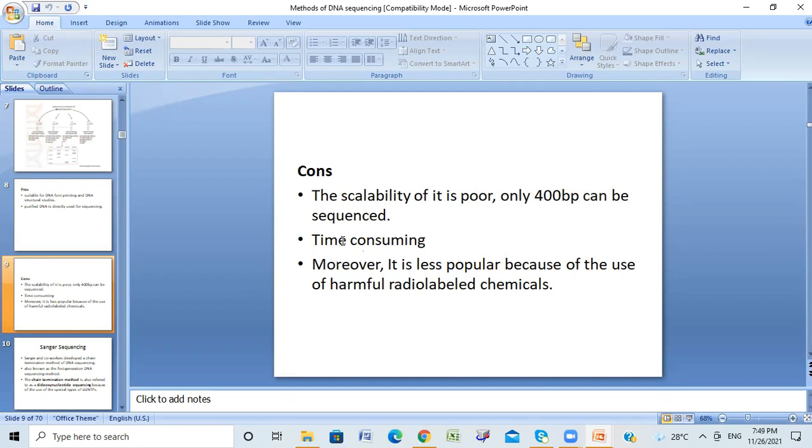And again, it's a time consuming method. You have to have 4 tubes, you have to have 4 chemicals, you have to run the gel, and you have to manually read the sequence. So we have to do the sequencing manually. So it is a time consuming method.